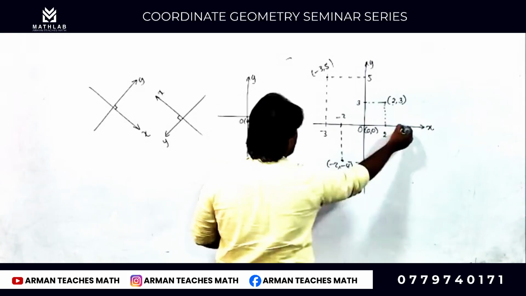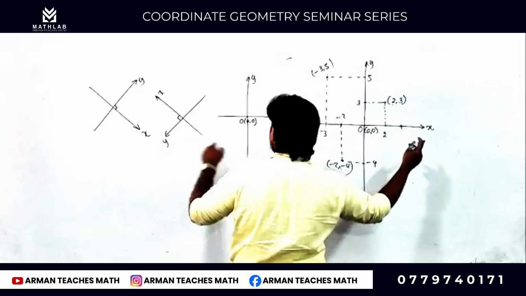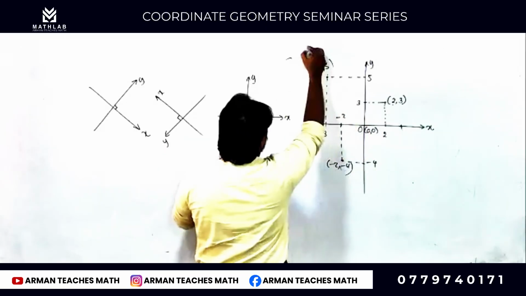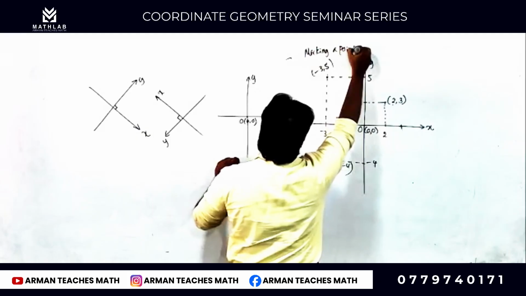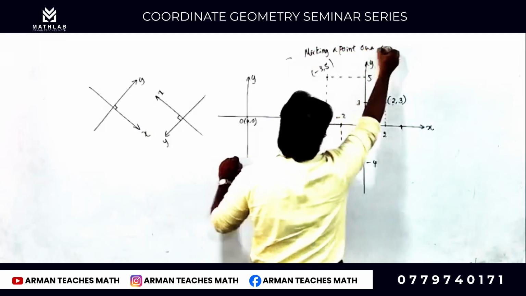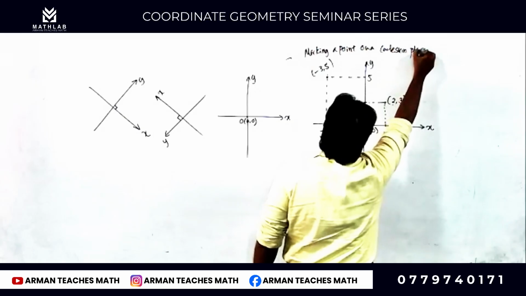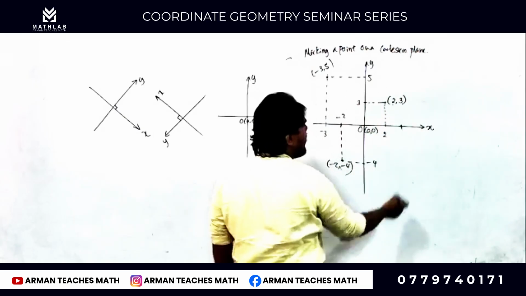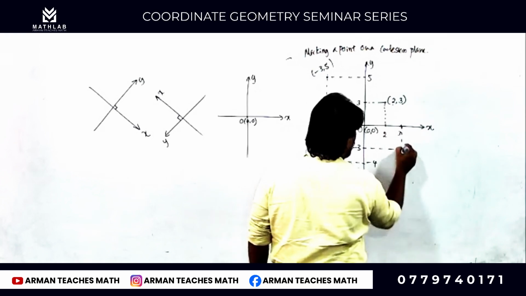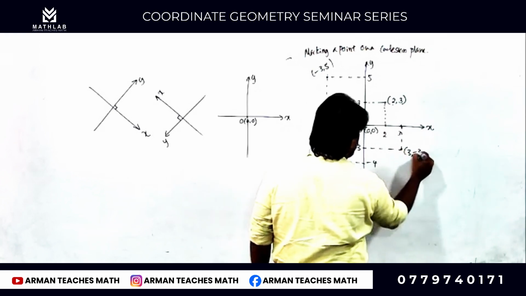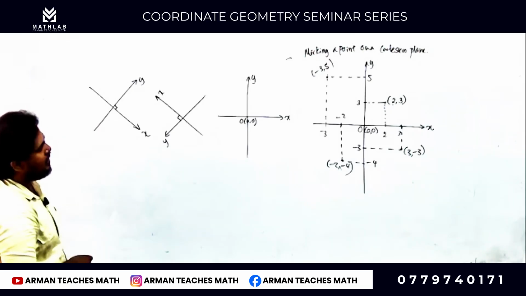This is just an introduction, something that you already know. Draw these, and then below that, write marking a point on a Cartesian plane. This is not A level. I'll take 3 and minus 3. This is another point, 3 comma minus 3. So just show some coordinates, that's enough.